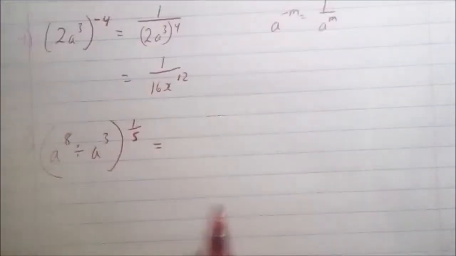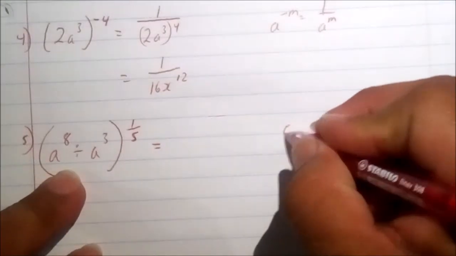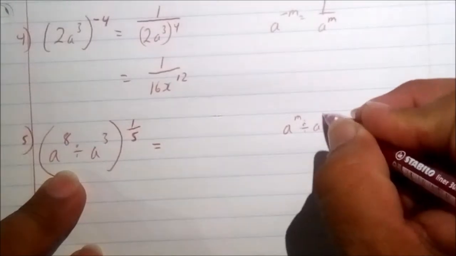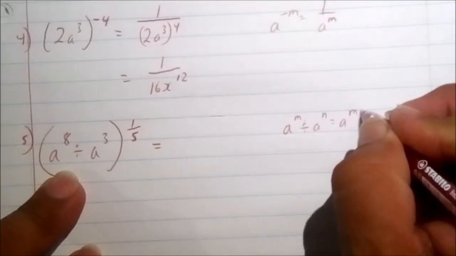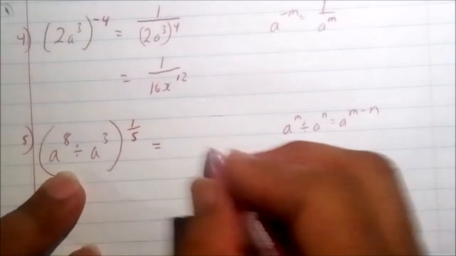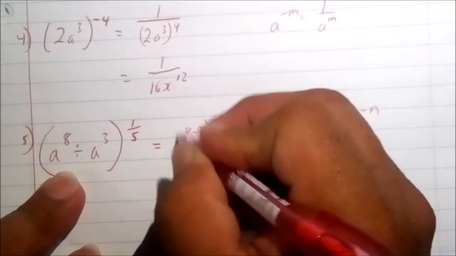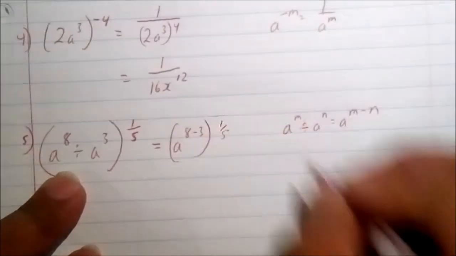So I must put on this side a base to a power divided by that same base to a different power. We'll keep the base and simply subtract their powers. This now gives me a to the 8 minus 3, all to the 1/5 power.